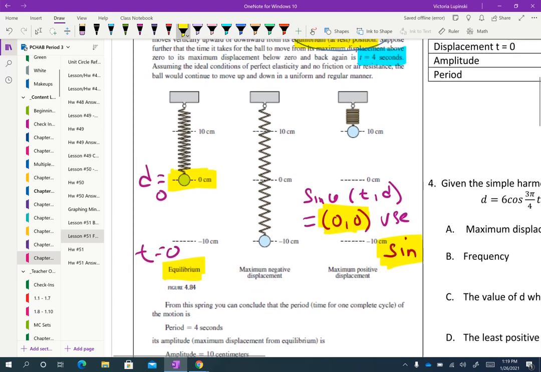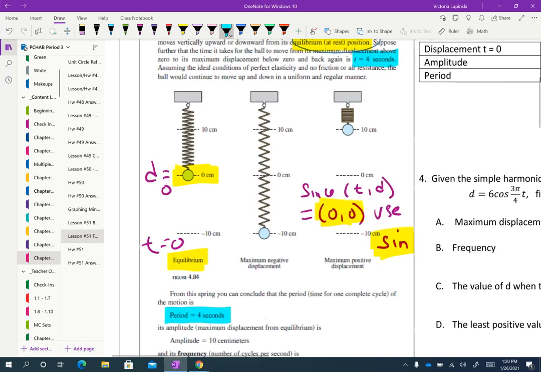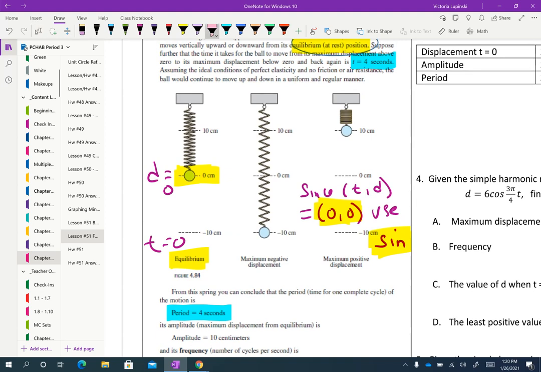So further, there is more information. The fact that it takes exactly 4 seconds to go from its maximum displacement to its minimum displacement, that is going to be the period. So the period is going to be 4 seconds. What does the 10 mean? Well, the fact that you are going 10 centimeters above rest and then 10 centimeters below rest, that is going to tell us the amplitude.